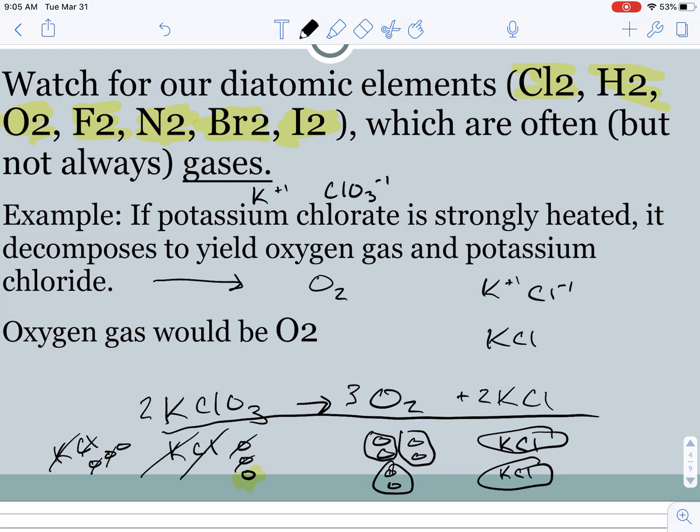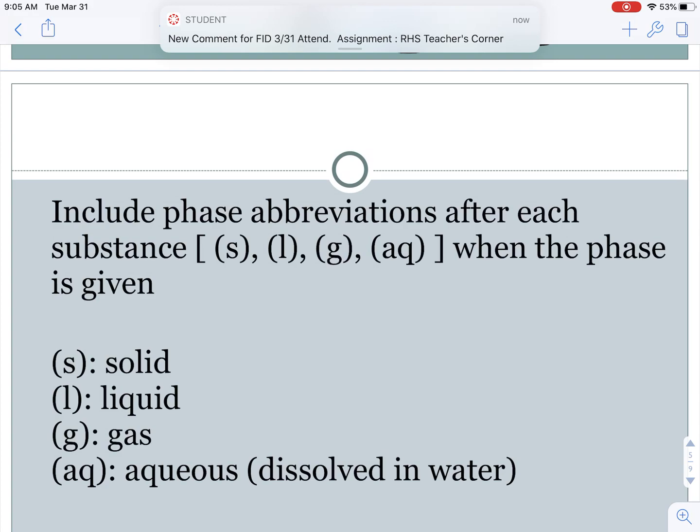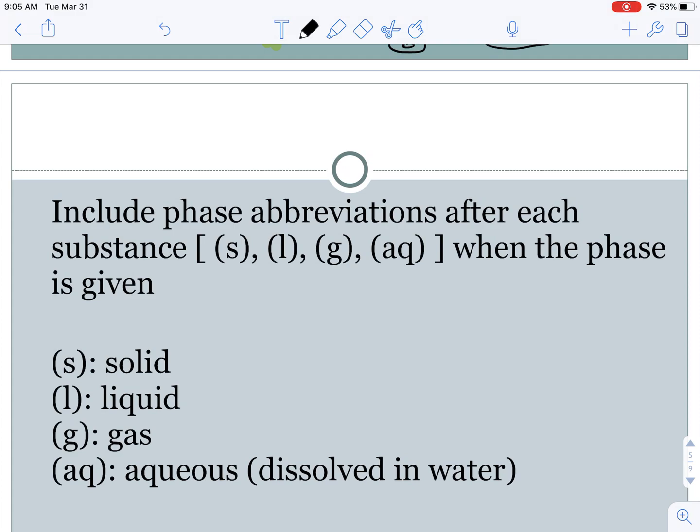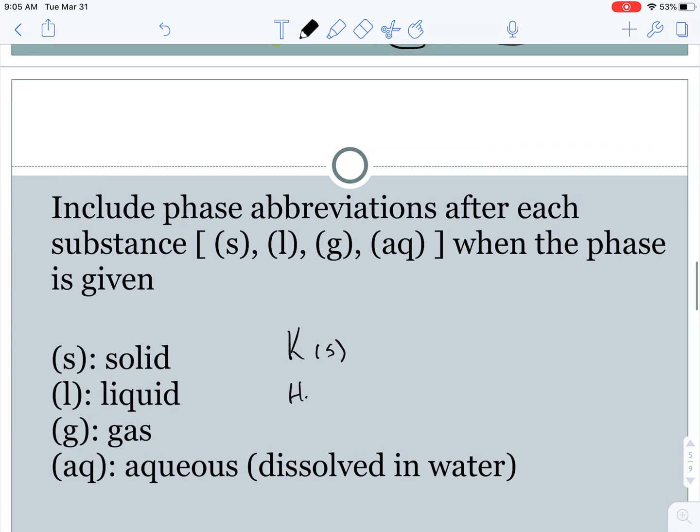All right? And you're just going to put numbers down to say how much you use and how much it makes. All right? So, one thing we are going to start working with is this idea of phases. We're going to have to put them next to things. So, for example, you might work with potassium metal, right? Metals are solids. So, you're going to put a solid next to it, a little S in parentheses.